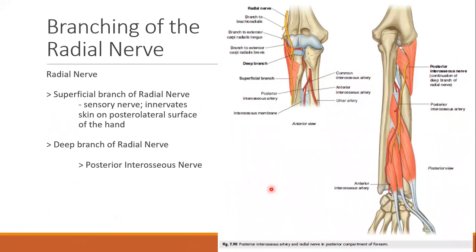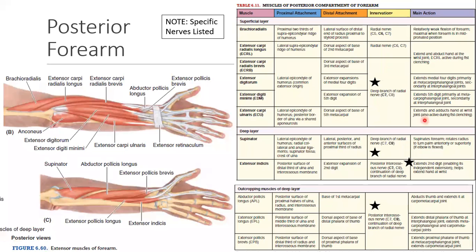Now, making a note about the branches of the radial nerve. Depending on how specific your professors want to get, the radial nerve does have branches. The superficial branch of radial nerve is for innervation of the skin on the posterior lateral surface of the hand, as well as the deep branch of radial nerve and posterior interosseous nerve for innervation of the muscles in the deep layer of the posterior forearm. I went ahead and included both this picture here to help you, as well as this chart to make distinctions between what radial nerve branches innervate what muscles.